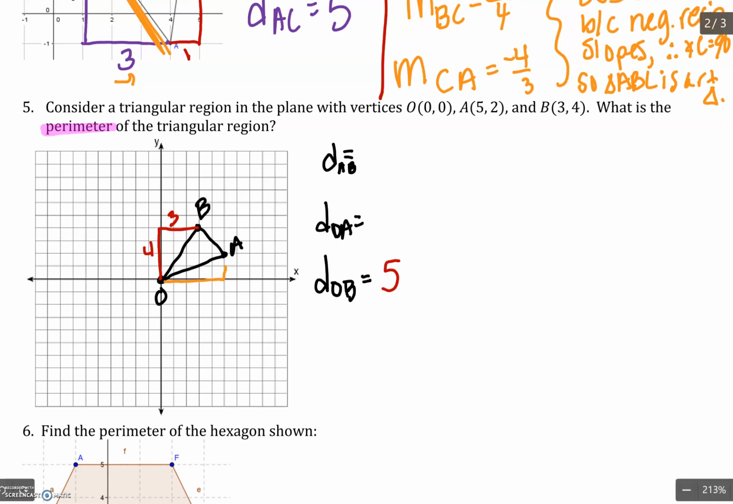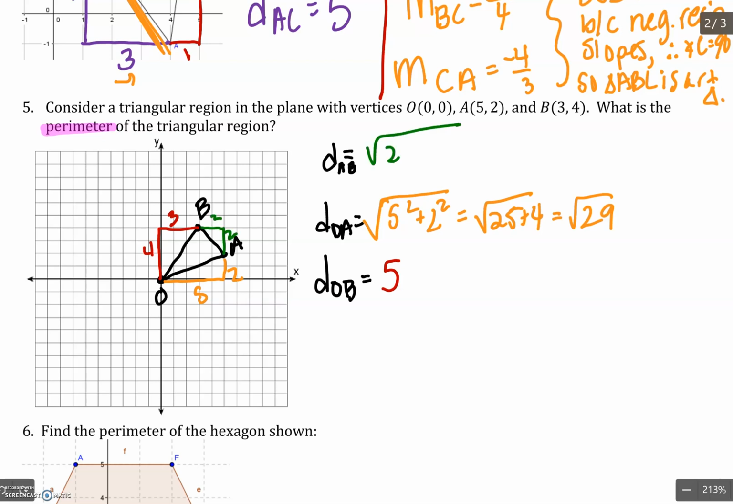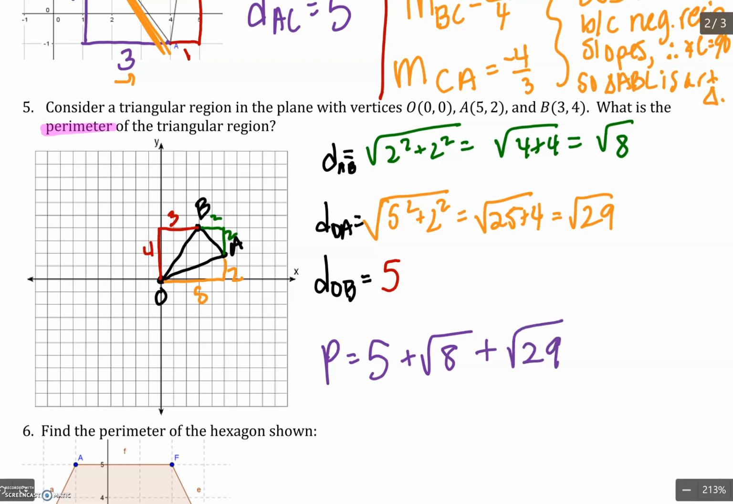To get from O to A, it's 1, 2, 3, 4, 5, and 2. So OA, you can do the square root of 5 squared plus 2 squared. And then for AB, it's over 2 and down 2. So you can do the square root of 2 squared plus 2 squared. And then to do perimeter, all you have to do is add them all up. Now because we're not told to round at all, and you can't add radicals that are not like radicals, we just leave it.